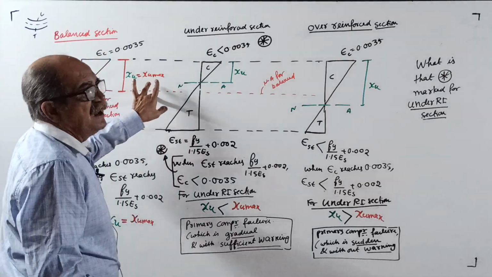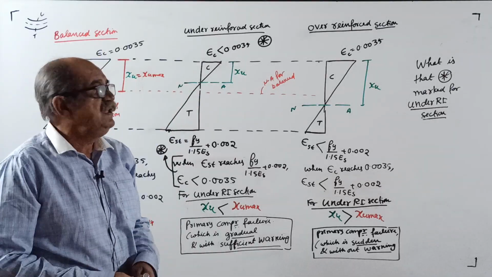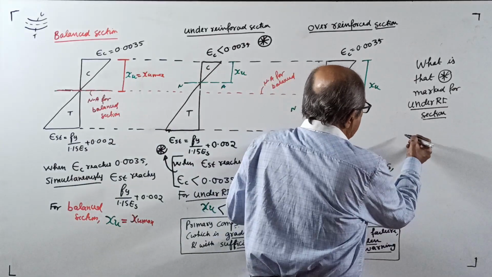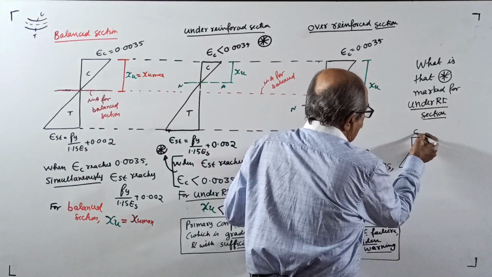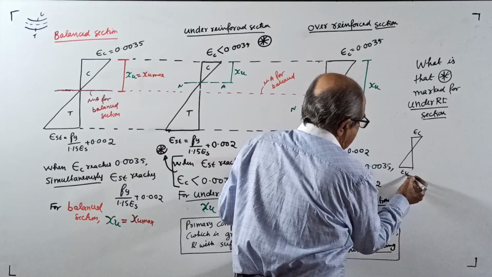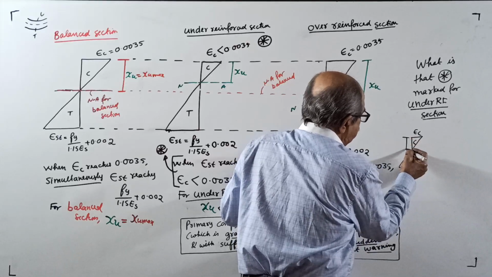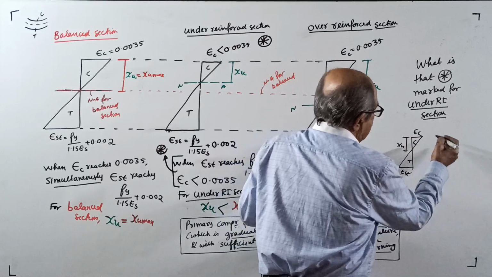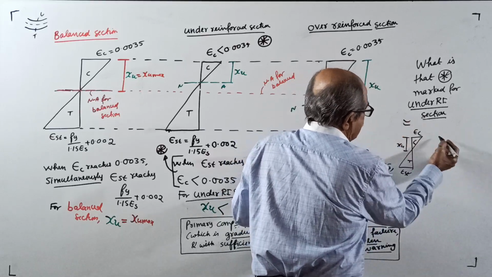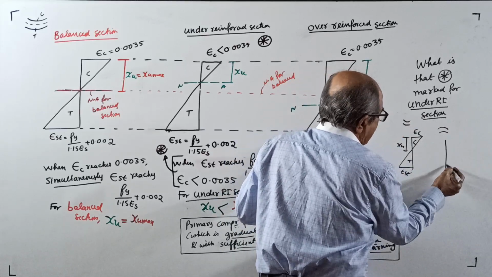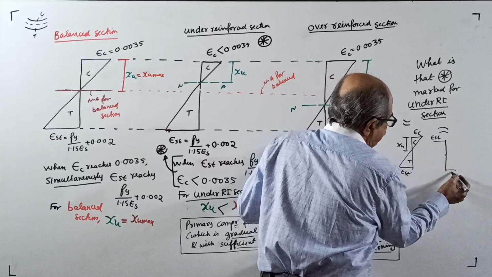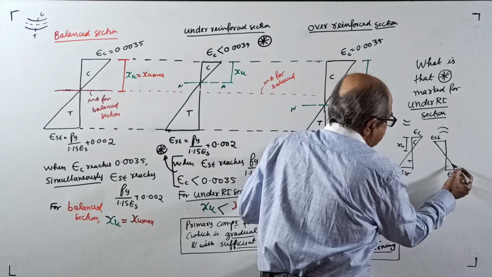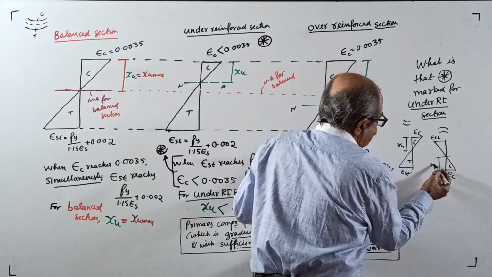Now, we want the strain diagram. If the bending is sagging, top compression, the strain diagram will come this way: epsilon C, epsilon ST, compression, tension. This is your neutral axis XU. This is for sagging BM, top compression. If hogging BM, the diagram will come like this: this is epsilon ST, this is your epsilon C, this is compression, this is your XU.